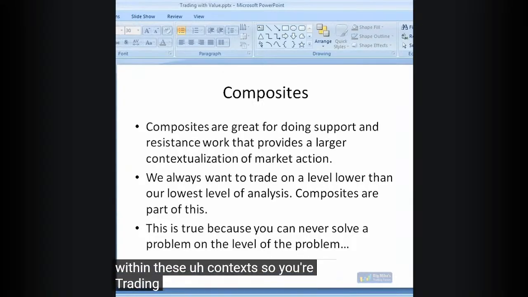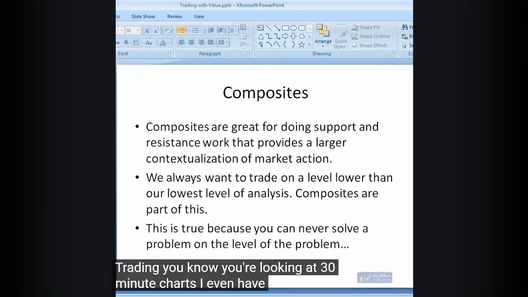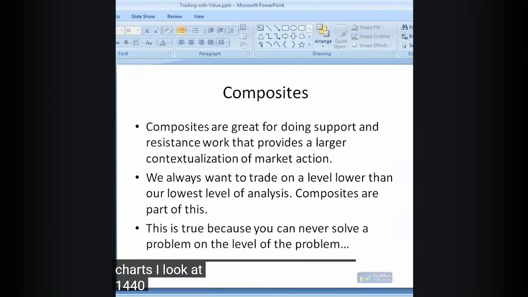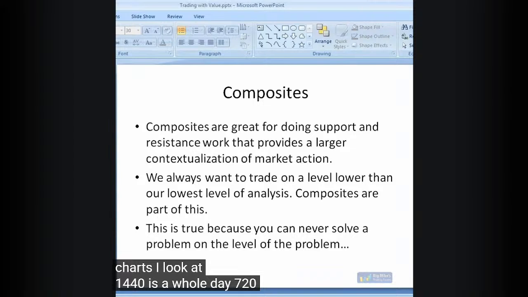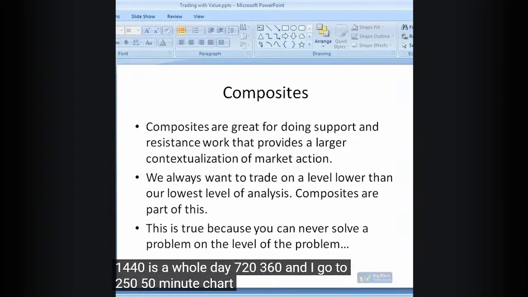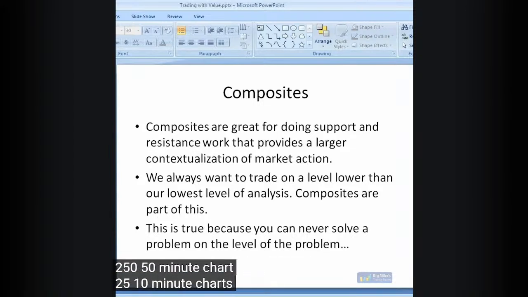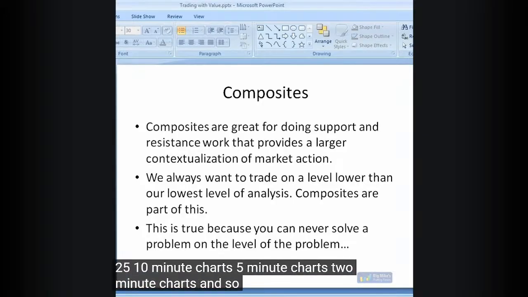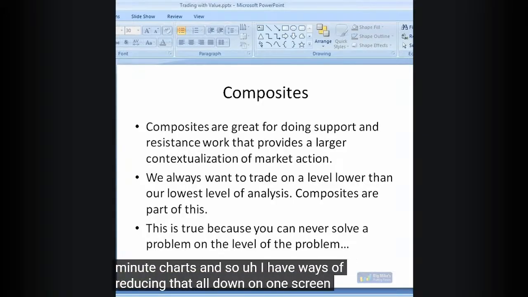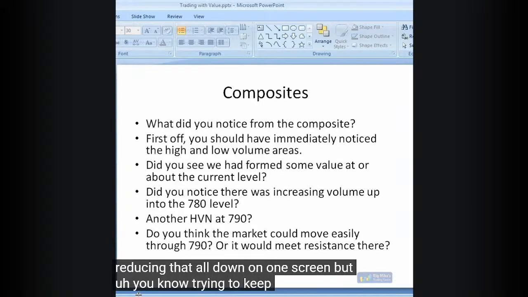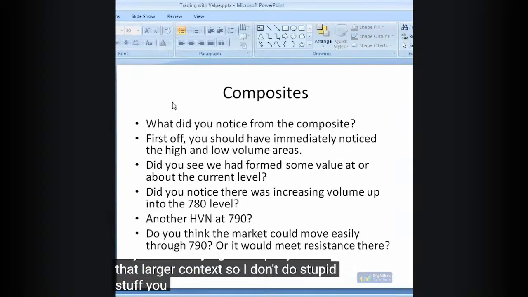So you're trading, you're looking at 30-minute charts. I even have 720-minute charts I look at. 1440 is a whole day, 720, 360, then I go to 250, 50-minute chart, 25, 10-minute charts, 5-minute charts, 2-minute charts. And so I have ways of reducing that all down onto one screen, trying to keep myself in that larger context so I don't do stupid stuff.